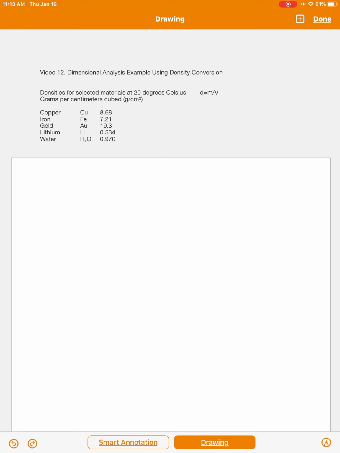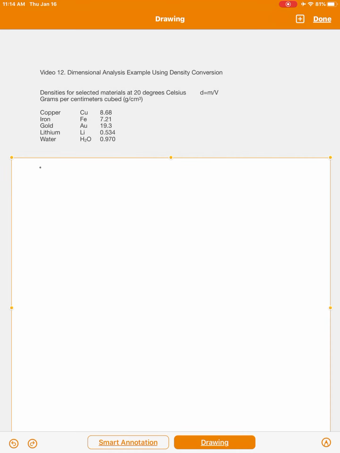Okay, in this example, I'm going to show you an example of dimensional analysis for a specific type of problem. What we're going to do here is take the density of a material and convert it from the CGS system, which is centimeters, grams, and seconds, into the MKS system, which is meters, kilograms, and seconds.